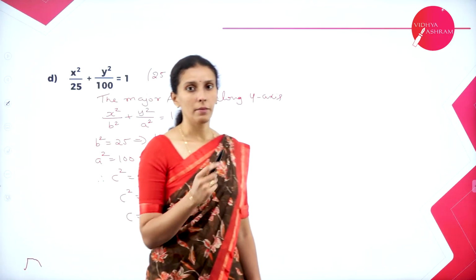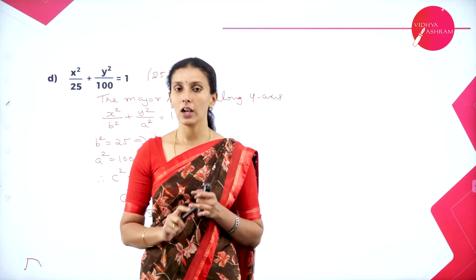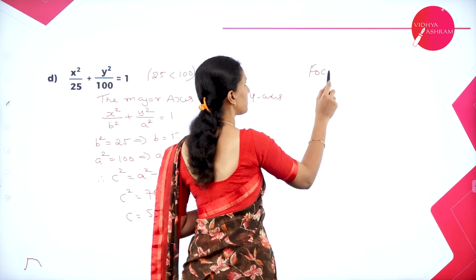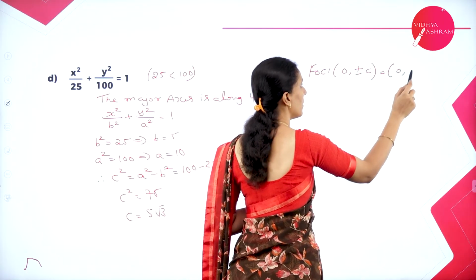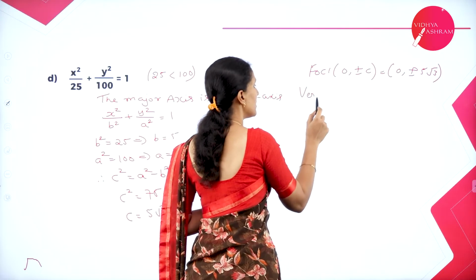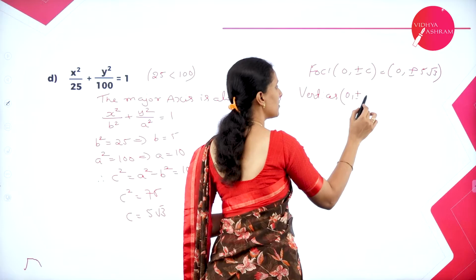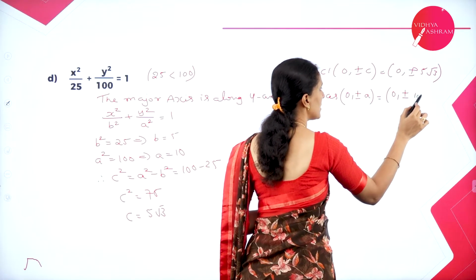Now since the major axis is along y-axis, the foci and vertices lie along y-axis. So therefore, the foci becomes 0 comma plus or minus c, which is 0 comma plus or minus 5 root 3. Vertices is 0 comma plus or minus a, which is 0 comma plus or minus 10.